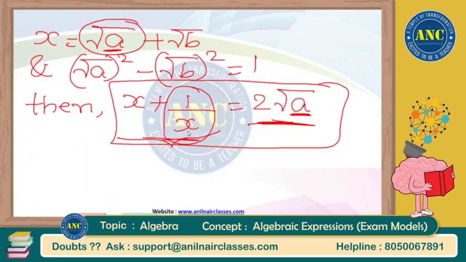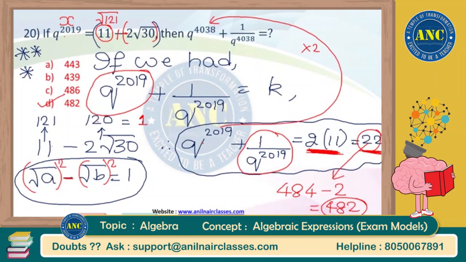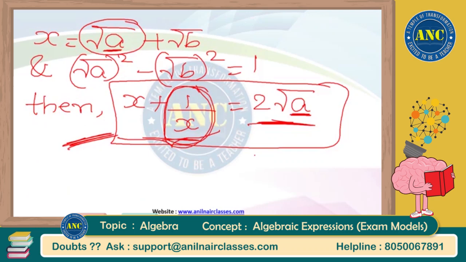First of all, why did I make use of this particular notation? Because 1 by x was not given in the question, only q power 2019 was given. But I have that doubling concept of k square minus 2, which applies when the reciprocal is also added. So I made sure that the reciprocal term will come, using this particular concept. There is an interconnection. Don't forget whatever I have taught you at the starting of algebra, all the four varieties. Never ever forget, if you forget, you will mess up the things, sir.